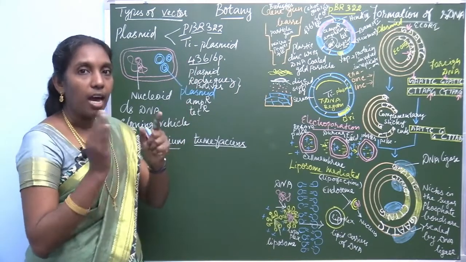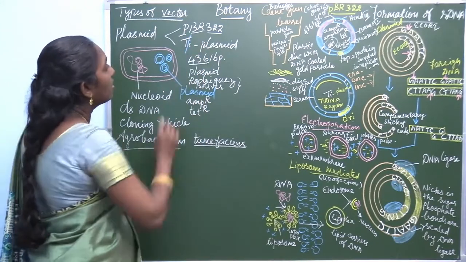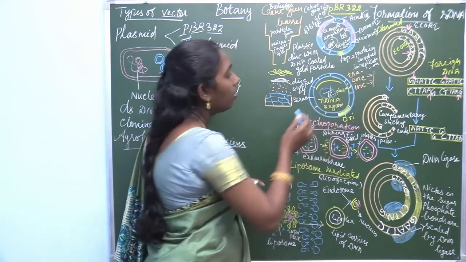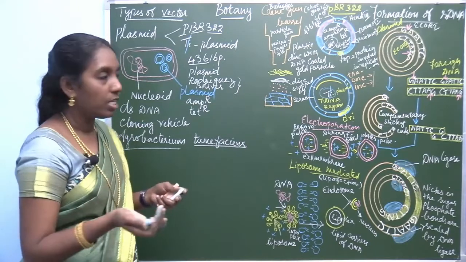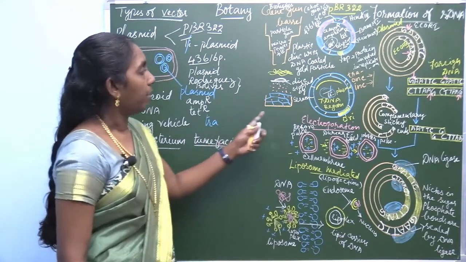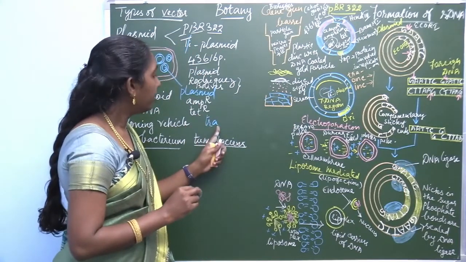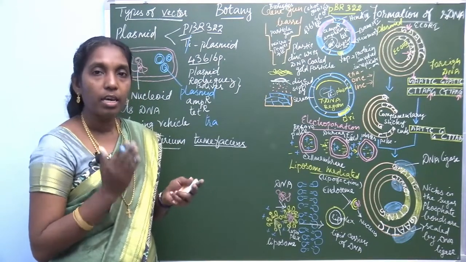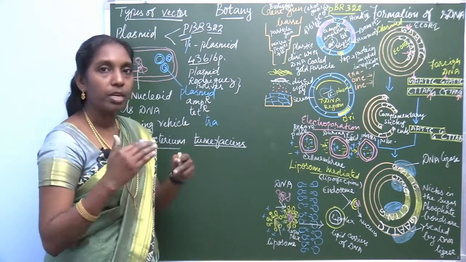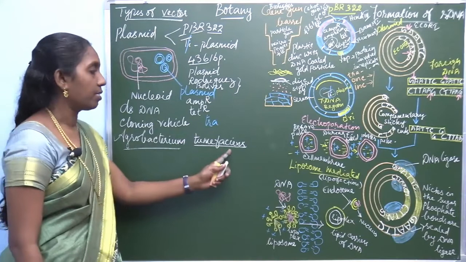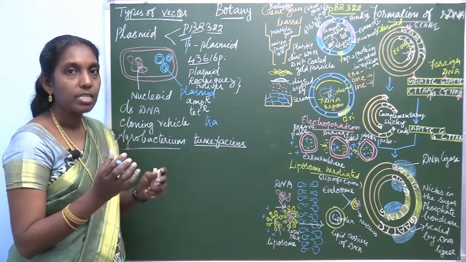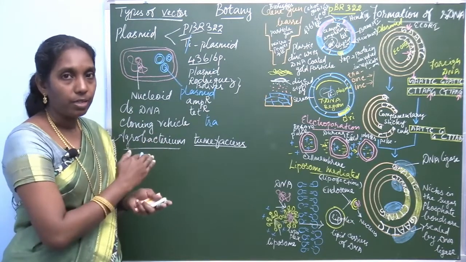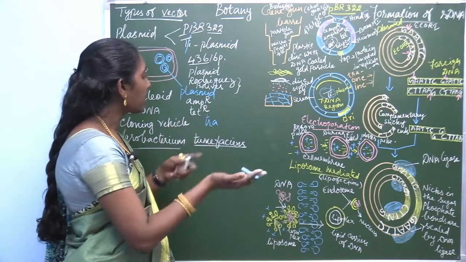This TI plasmid, in the diagram, contains the T-DNA region. From the TI plasmid, the T-DNA is transferred because the plasmid contains the TRA gene, which transfers the T-DNA from the TI plasmid. What is TI? It is a one-word question: tumor inducing plasmid. The TI plasmid is present in Agrobacterium tumefaciens, and from it the T-DNA is transferred through the TRA gene.